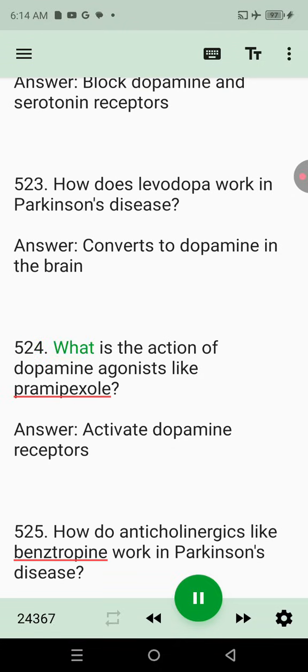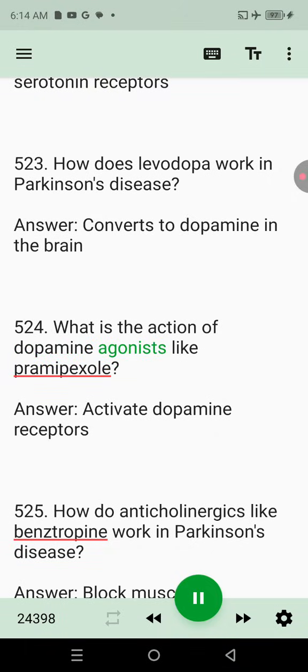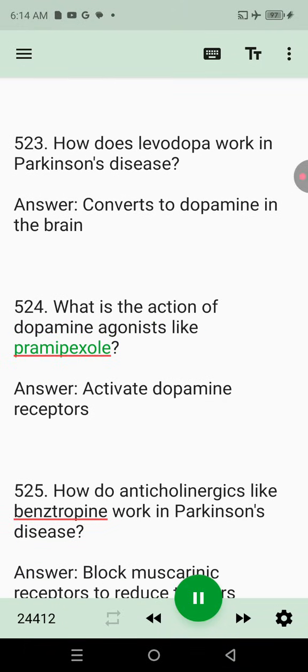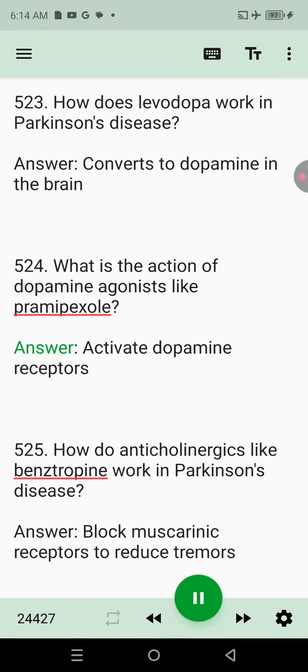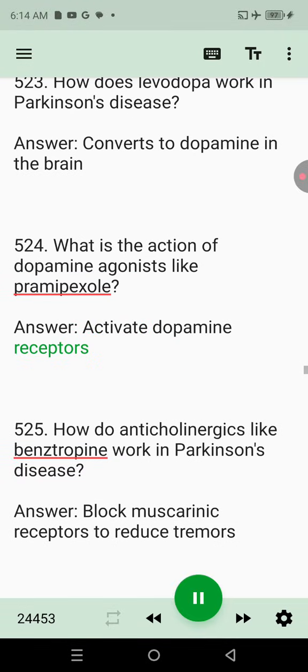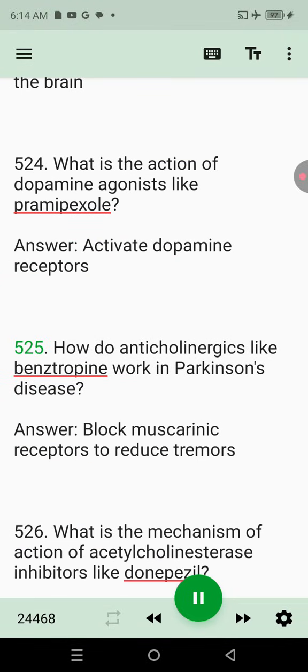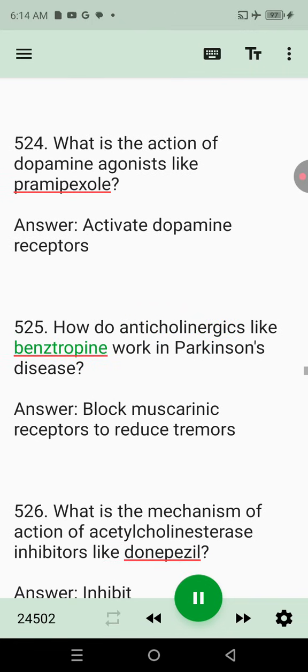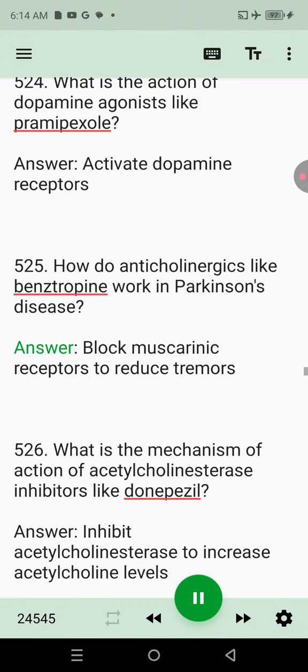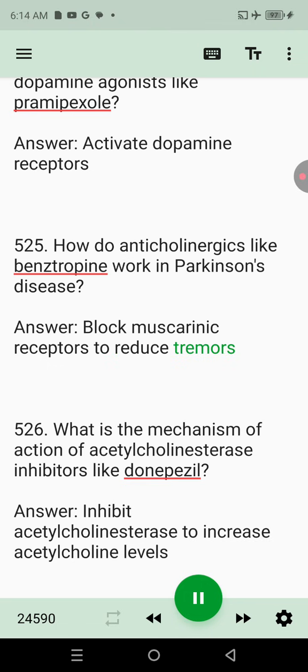524. What is the action of dopamine agonists like pramipexole? Answer. Activate dopamine receptors. 525. How do anticholinergics like benztropine work in Parkinson's disease? Answer. Block muscarinic receptors to reduce tremors.